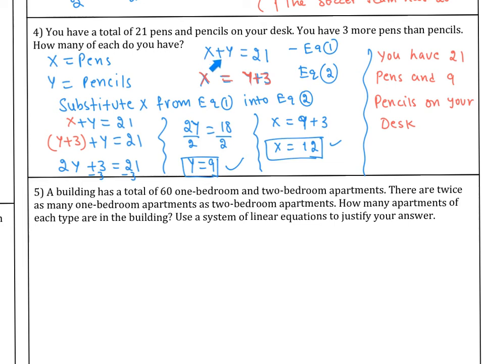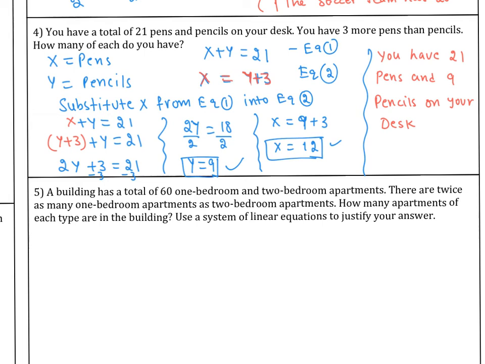So now we are going to use this equation x plus y equals 21. Use the x value y plus 3 and plug it in for x. So this x will be y plus 3 plus y equals 21. Now y plus y is 2y plus 3 equals 21. Subtract 3 on both sides, you're going to get 2y equals 18. Divide by 2 on both sides, you're going to get y equals 9. So the number of pencils would be equal to 9.